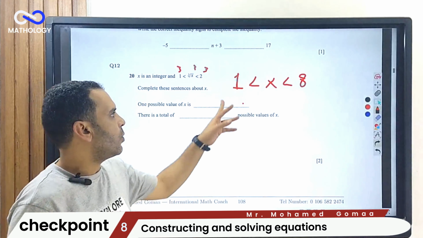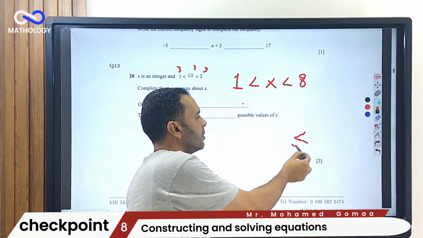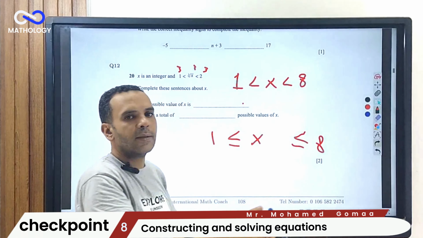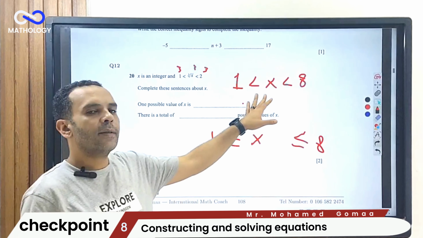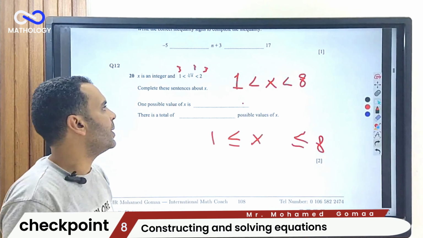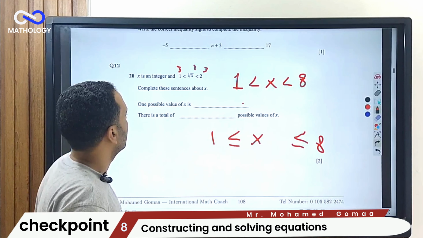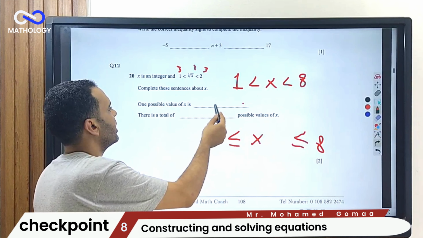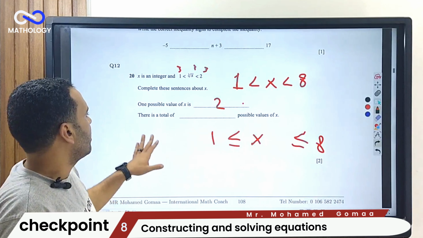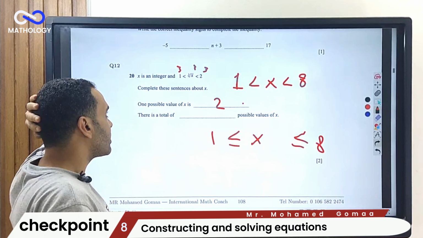You can take 1 or 8 when you have an equal sign, like this one. If you have an equal sign here or here, we can say 1 and 8. We can't say 1 and 8 here because we have no equal signs. It will be any number between 1 and 8, like one possible value of x, write 2 or 3 or 4 or 5.